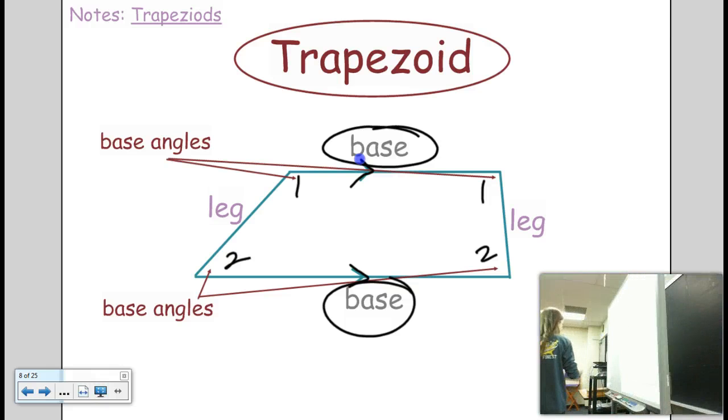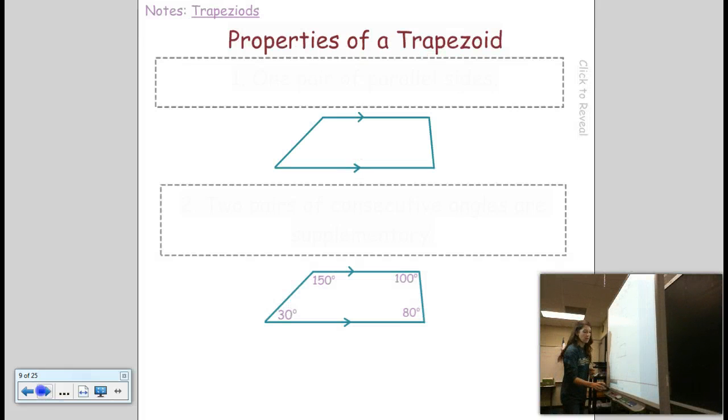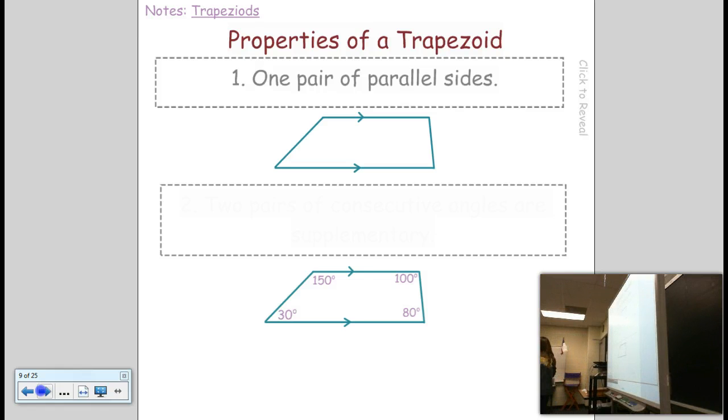So that way, when we name things, now we can refer to them when we're talking about the properties, now that they have names. So property 1, if you haven't written it down yet, property 1 of a trapezoid, one pair of parallel sides. That is numero uno. Property 1 for a trapezoid. One pair parallel sides. Do you need one? Do you have a tree? We need these properties. They're so important.